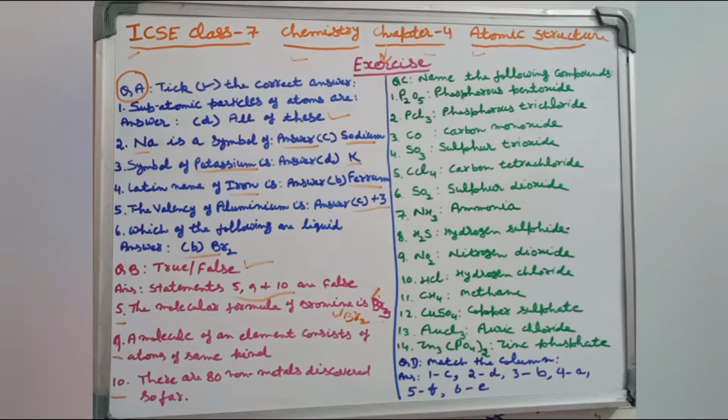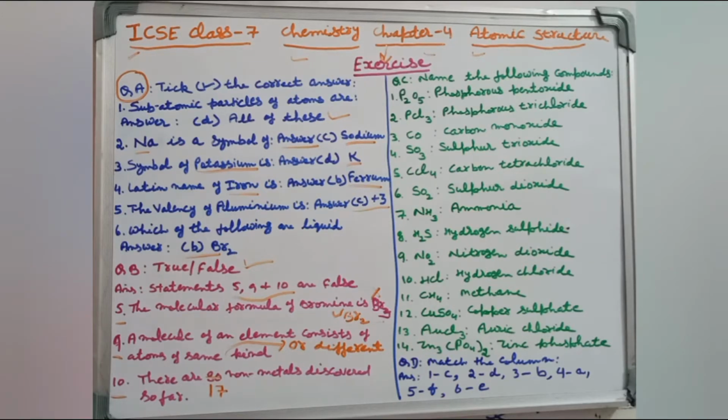Now, a molecule of an element consists of atoms of the same kind. Here we will insert same or different kind. Right? Next is the 10th statement: there are 80 non-metals discovered so far. No, they are not 80. Only 17 non-metals have been discovered so far. Right? This was your second question, that is true and false.